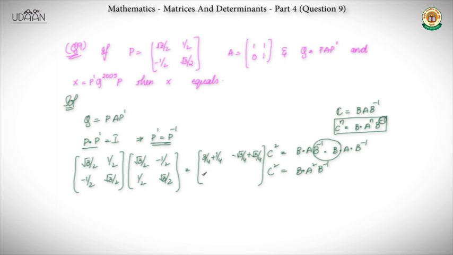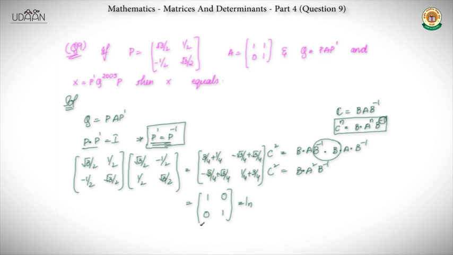Minus 1 by 2 into root 3 by 2 is minus 3 root 3 by 4 plus root 3 by 4, which is 0. And this again, into this becomes 1 by 4 plus 3 by 4. So we get the matrix [1 0; 0 1], which is nothing but the identity matrix. That means P transpose is nothing but P inverse. So this makes our lives much easier.